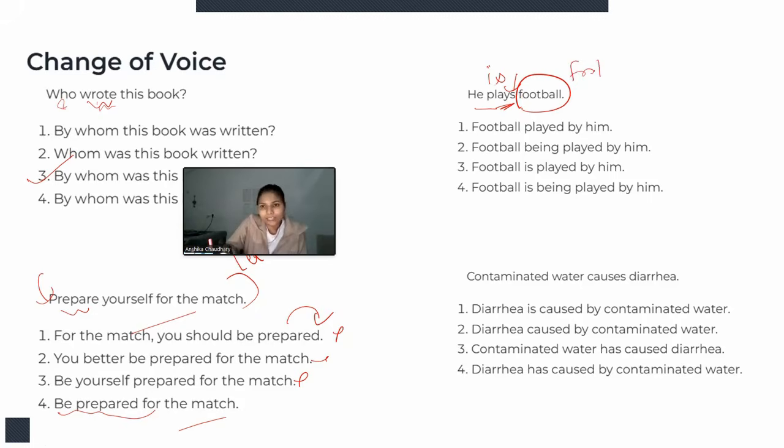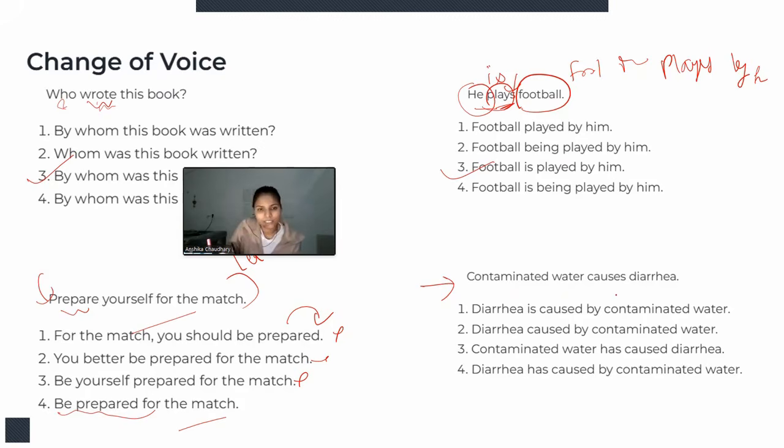So football is, then the main verb's third form. This is the rule, right? The main verb's third form we have to use. So played, then at last we use by, and the subject becomes object. So him. So football is played by him. So option number 3 will be the correct answer. I hope it is clear. Let's move on to the fourth.